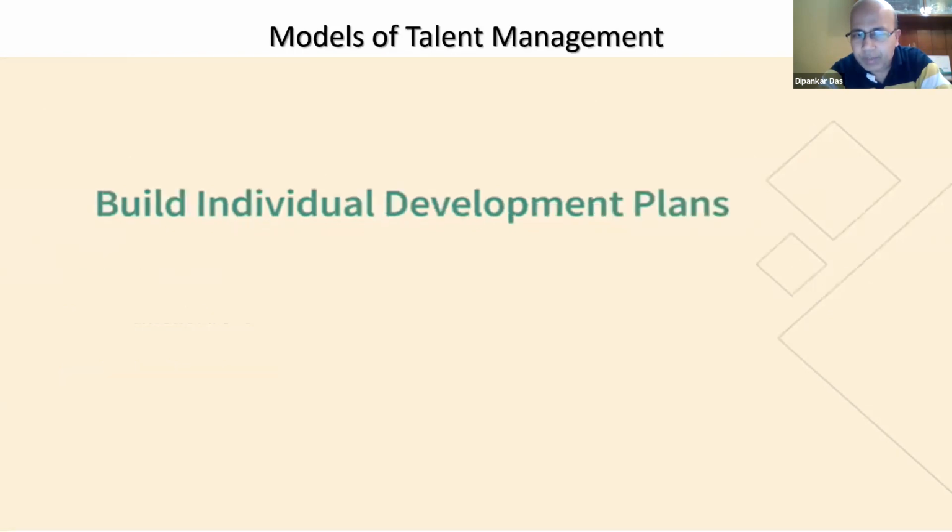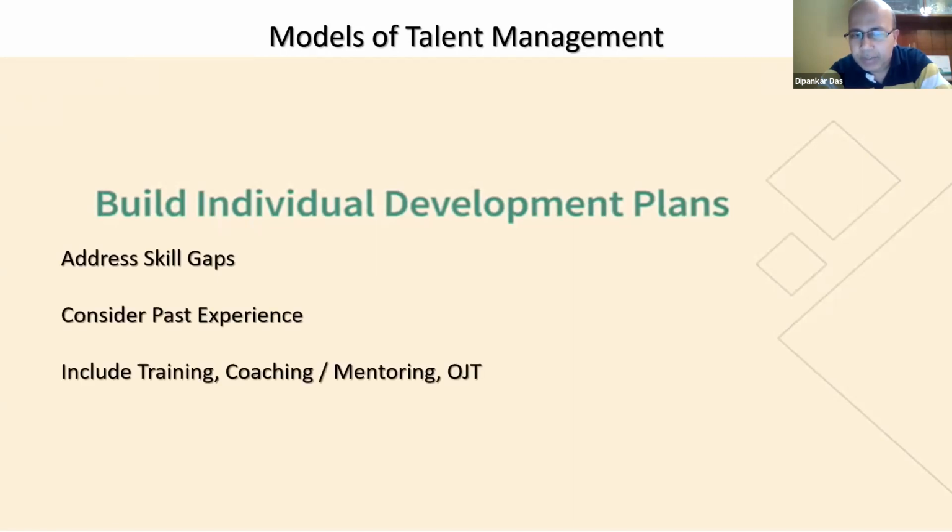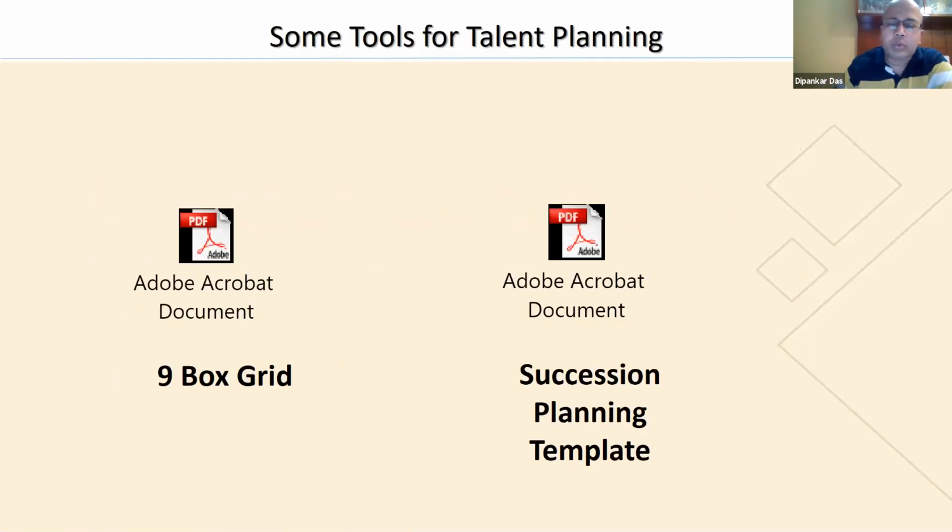And if internally, then one good tool is an individual development plan for each individual, where you look at their strengths, their development areas, their applicable experience. So IDPs, or individual development plans, are absolutely critical in nurturing growth, where they address skill gaps, they look at the past experience, and then include training, coaching, on-the-job training, all of that. Okay, so here are two tools which can be used to identify talent and to do planning for talent. Can you see the screen here?